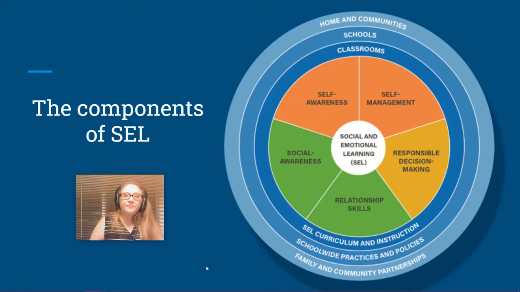So, those five core competencies are supported through the classroom, school, as well as homes and communities. How we in the classrooms can support SEL is through our SEL curriculum and instruction. And the school supports through our school-wide practices and policies. That would be like our PBIS system. And then the homes and communities, that's where the family and community partnership is so important.